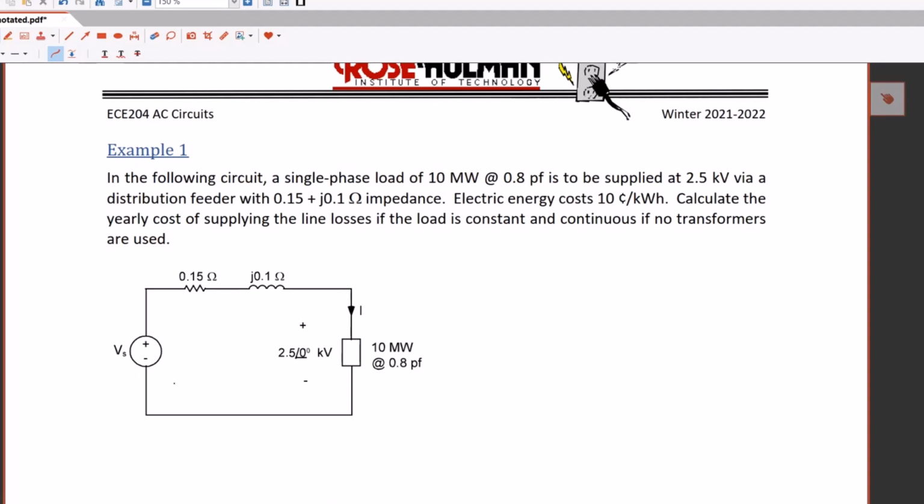So first we're going to do this without a transformer, and then we're going to do it with the transformer and see what the difference is. So calculate those values. And we're going to see that the transformer is going to reduce the cost. But first we need to find what it is without the transformer. All right, so you already have all of these values except for the current. So you're going to have 10 MW equals 2.5 kV times I times 0.8.